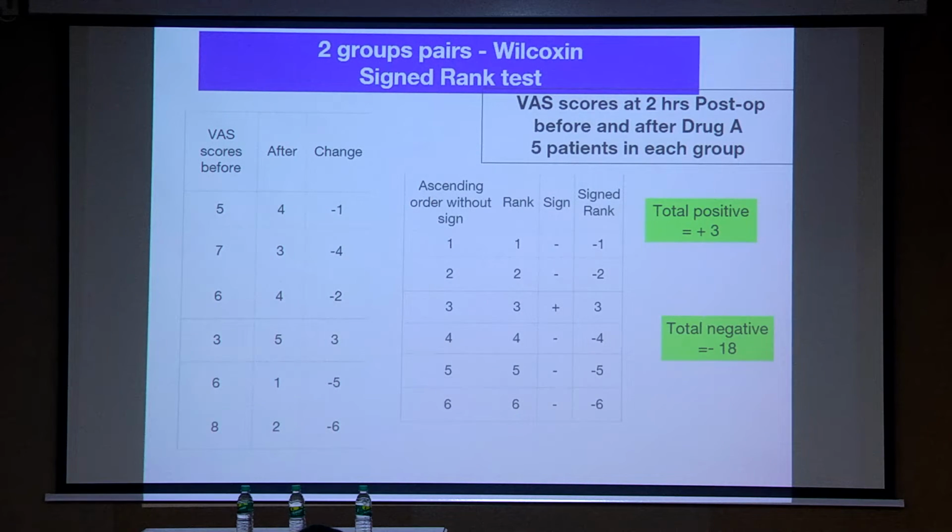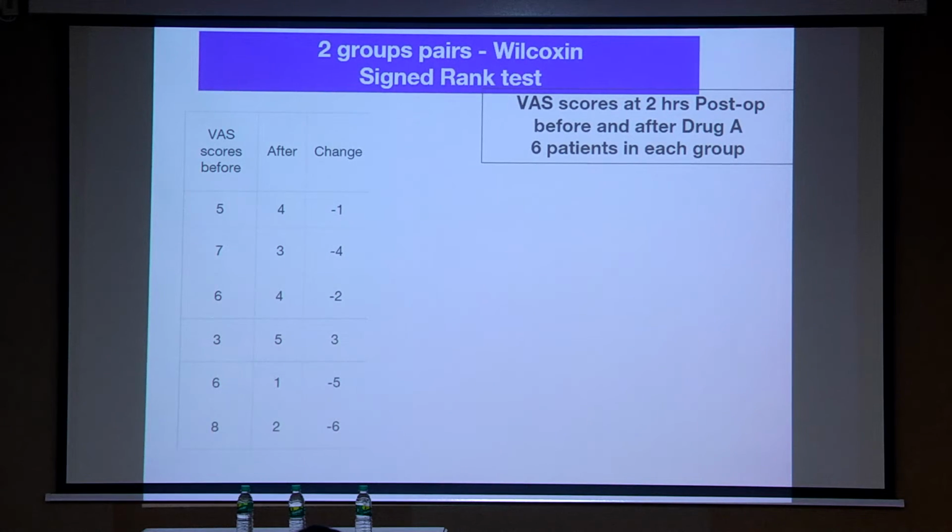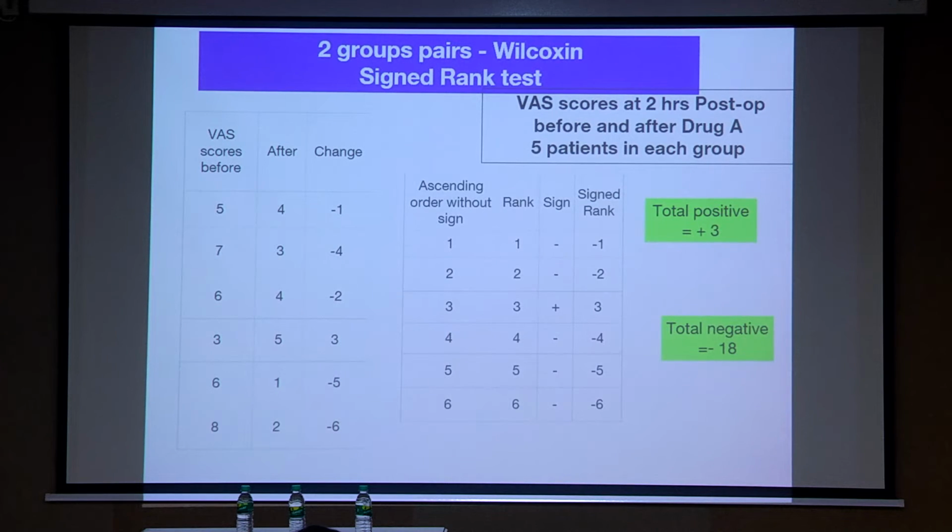What we have to do is write the changes in ascending order without any sign. This we have to do first. 1, 2, 3, 4, 5, 6. Then you calculate all the positives and all the negatives. Here the total positive is +3. The total negative is 18. Only one patient has an increased pain score, that is the +3. For all the other patients, the total is 18.